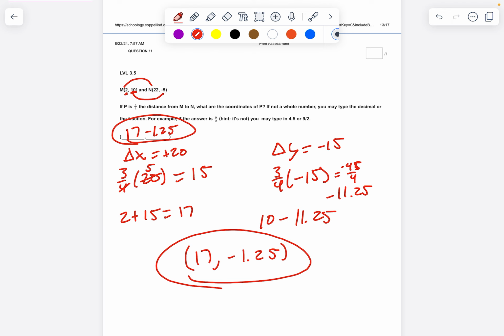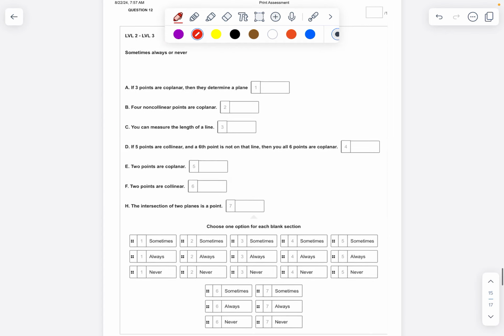Okay, I'm feeling pretty good about that. Plus 20, that'd be 15, 17, nice. Minus 15. Minus 15 would be 11.25. Perfect. I like it.